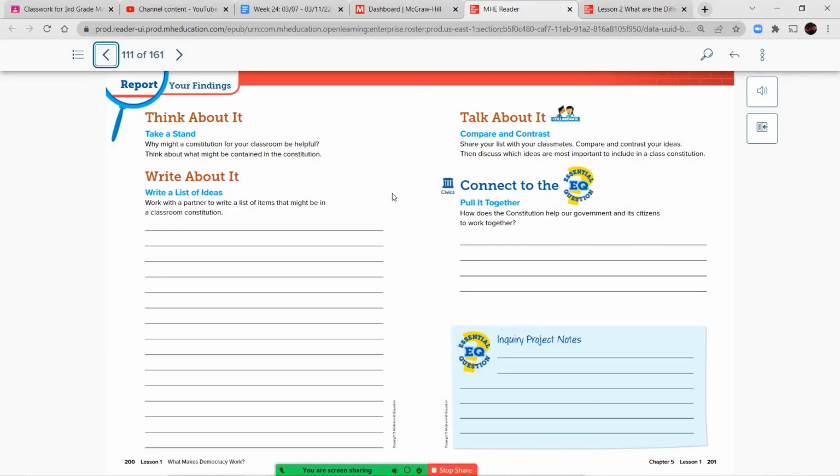And then for the connect to the essential question where it says pull it together, how does the Constitution help our government and its citizens to work together? So here, show what the Constitution is or does, show that it's a system for making laws and sharing power, add detail to your answer, and make sure you're using proper punctuation, capitalizing where you need to, and that you are using complete sentences. Once you're done with that, you're finished with this lesson.